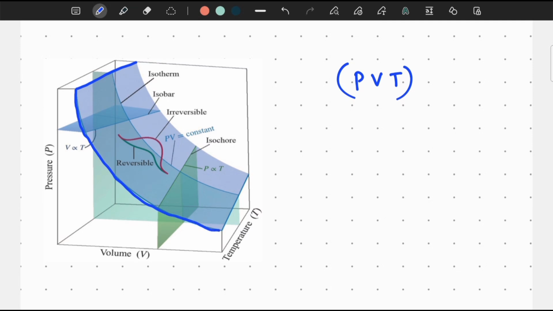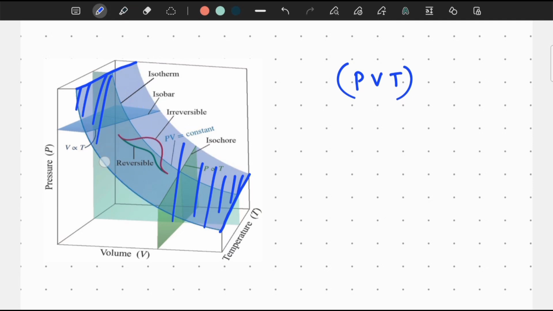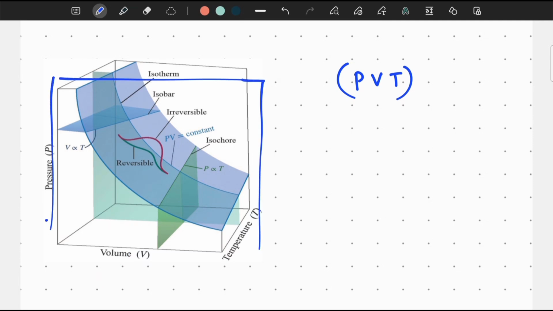If you look at this plane, the volume, temperature and pressure are all changing. If you make a slice of this plane this way, the volume is fixed in this direction, but the temperature and pressure are changing. Similarly, if you make a slice of this 3D plot in this direction, along this axis, then obviously the temperature is fixed, and pressure and volume are changing.